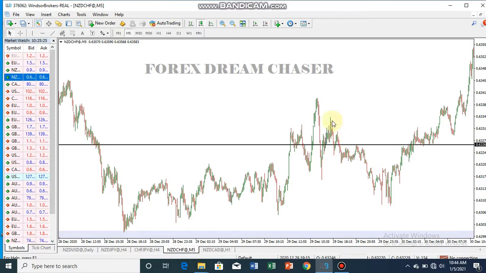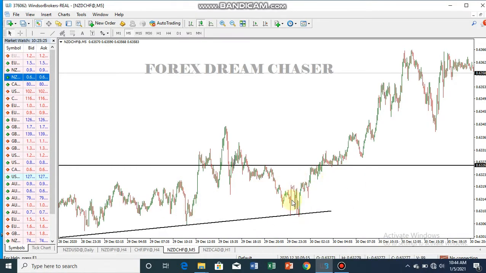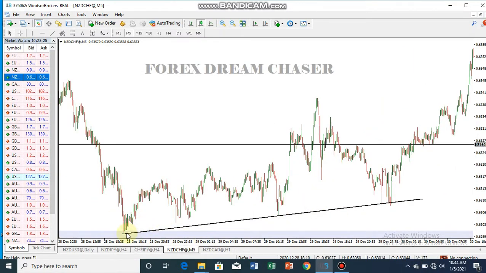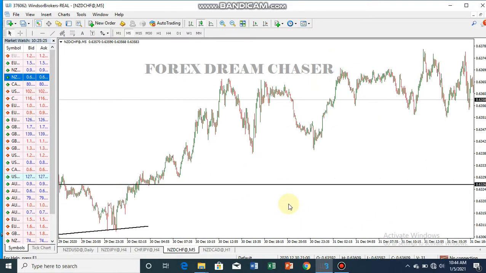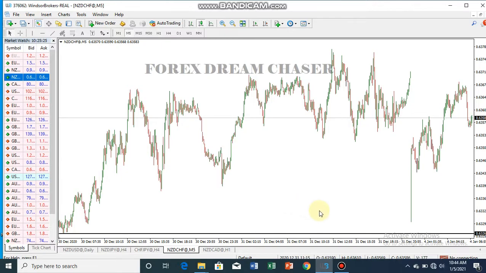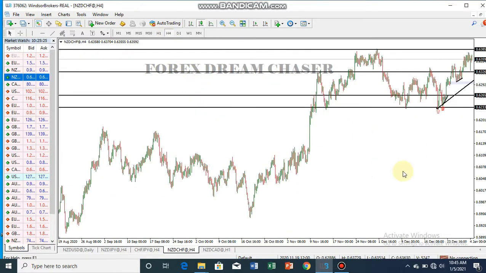Look at this. Yeah, I would have traded this one as well. As you can see, third time, what happened? The price went all the way up. I would have traded this one, but I decided not to take it because it is just in the middle. That is why I did not take it.